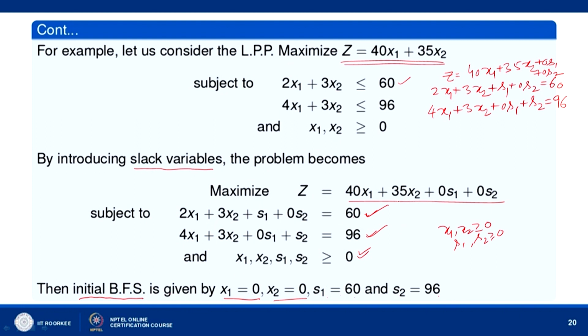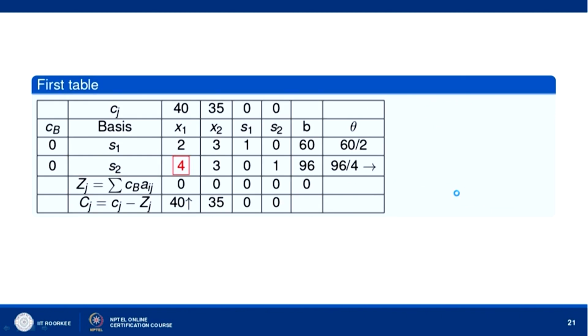And z will then be equal to 40 into x1 plus 35 x2, which is 0, because x1 is 0, x2 is 0, S1 is 60, S2 is 96. So, z gives us the value 0. So, now let us write the first table.